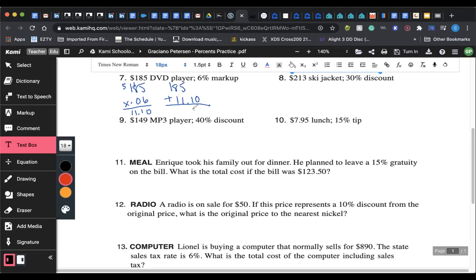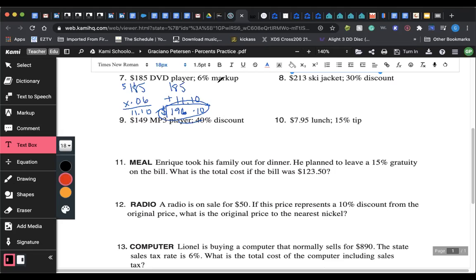So then we take 185 plus 11.10. All right. And let's see. Equals $196.10. Perfect. All right, it's a $196.10 DVD player. Very good. All right, love it.